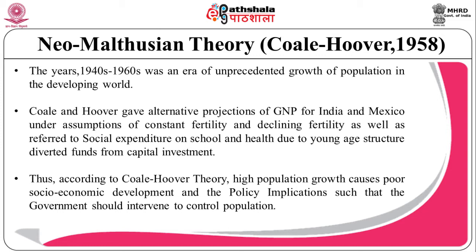declining fertility, as well as referring to social expenditure on school and health for the young age structure diverting funds from capital investment. Thus, according to Hoover theory, high population growth causes poor socio-economic development, and the policy implication is that the government should intervene to control population.